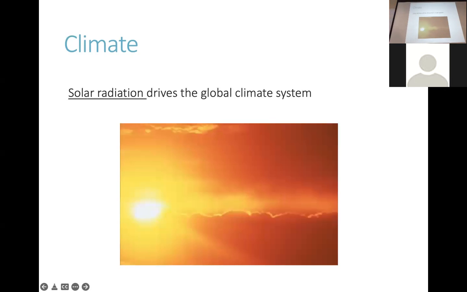Solar radiation is driving the global climate system. If we break it down to what is actually changing the climate, it's the sun. If we didn't have the sun, we wouldn't have the climate patterns that we have. So it all comes down to solar energy driving the global climate system, and I'll show you and talk about next what I mean by that.